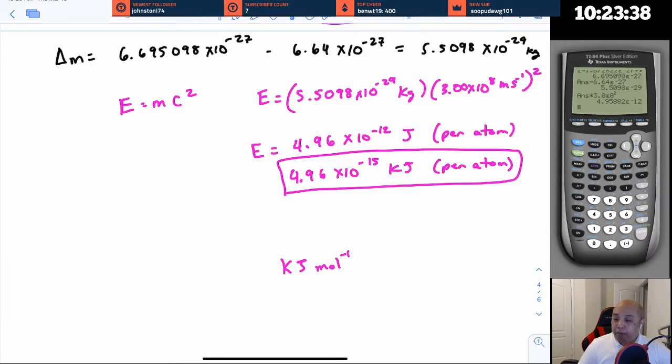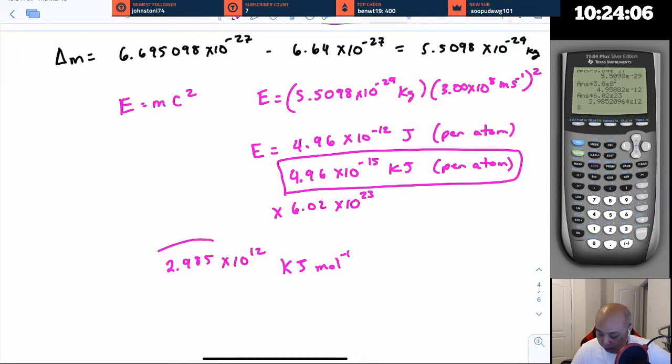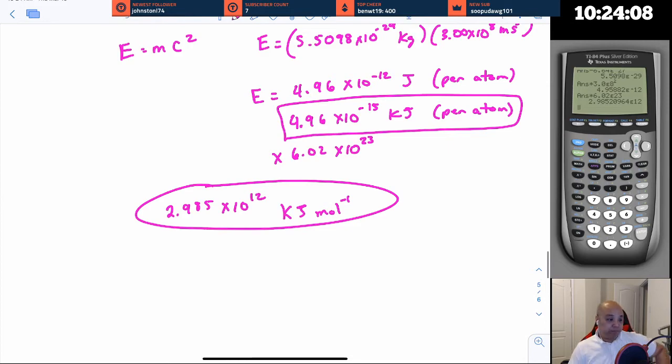But how many atoms are in a mole? 6.02 times 10 to the 23rd. So if we take this energy and we multiply it by 6.02 times 10 to the 23rd, that gets us 2.985 times 10 to the 12th kilojoules per mole. That is a huge amount of energy that fusion could be producing if we were able to harness it.